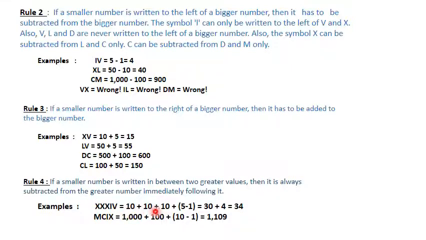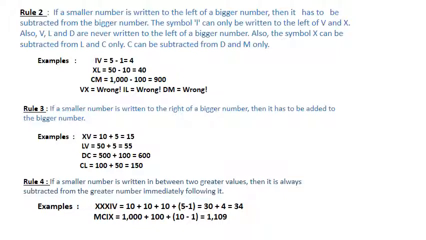And here this is I and this is V. What do we do? We subtract the smaller from the greater. So here I and V means we do 5 minus 1, which becomes 4. So 10 plus 10 plus 10 is 30 and 5 minus 1 becomes 4. So your answer is 34. So the value of this symbol is 34.